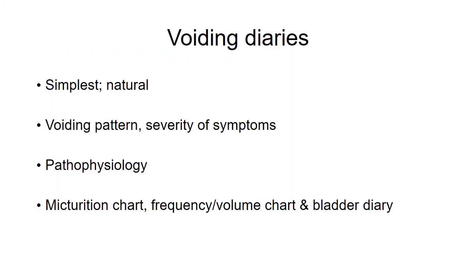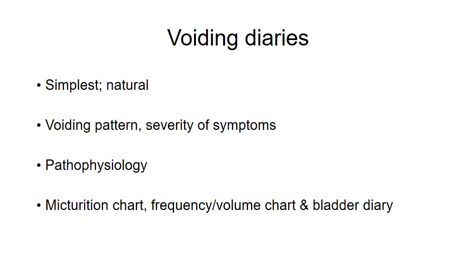Now, moving to bladder voiding diaries. It is the simplest of all urodynamic assessments. It resembles a natural urodynamic study. It shows the voiding patterns and severity of symptoms, useful for identifying the pathophysiology of renal origin like abnormal production of urine related to circadian rhythm. There are different voiding diaries like a micturition chart, frequency volume chart, and bladder diary.